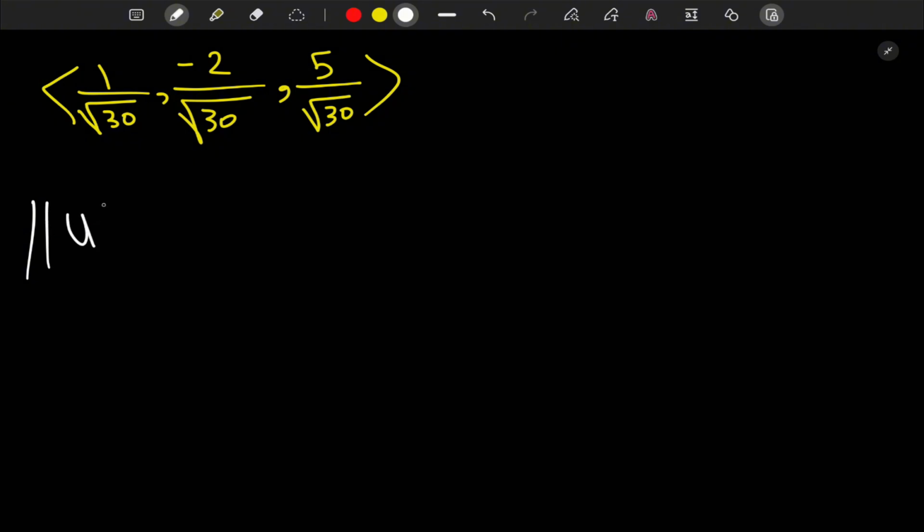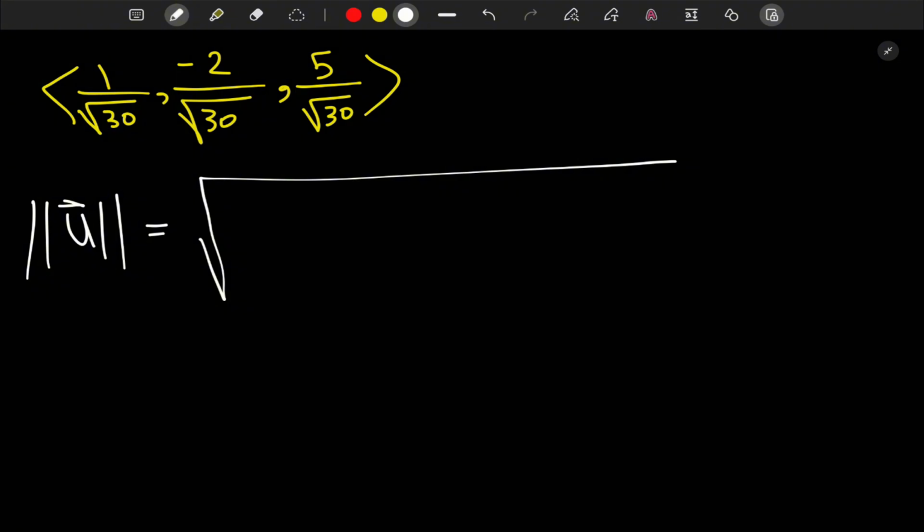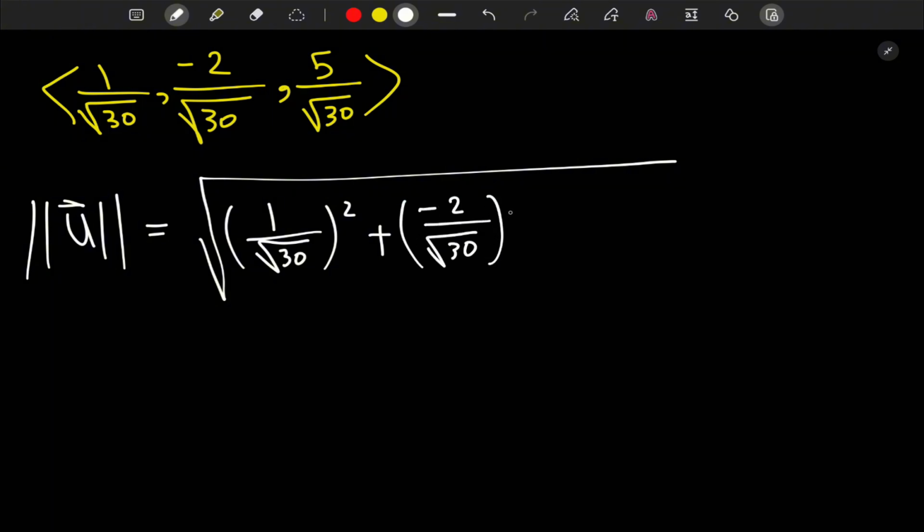So the magnitude, let's say, of u, which is the unit vector, by using the same formula that we used earlier, the sum of each of the components squared, now by plugging this in the calculator, we will get 1, which means that we got the right answer.